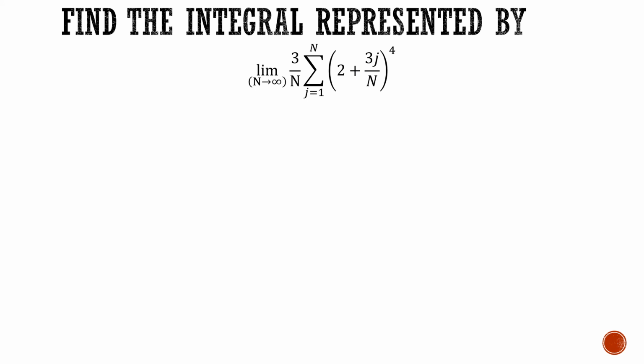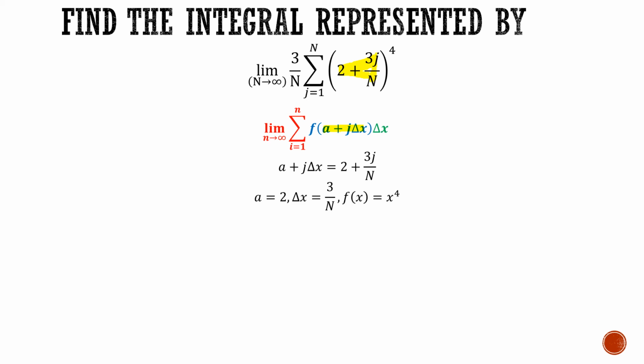Alright, so next example, pretty much the exact same thing. I want to take my original formula and match it up to what they gave me. So again, here's my original formula, my summation part of it. I know that this a plus j delta x, this inside piece right here, has to equal this inside piece right here. So a plus j delta x has to equal 2 plus 3j over n, which tells me that a must be 2, delta x must be 3 over n, and that means my function f of x is x to the fourth again.